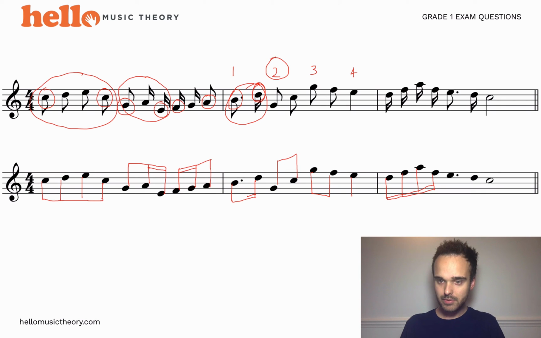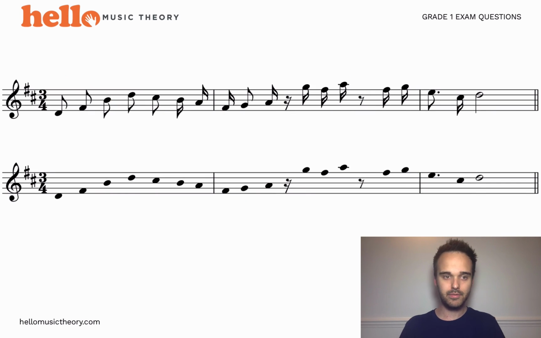Almost there. We've got 3 more notes to go. We've got a dotted quaver and a semiquaver. Angle it down as well because the music's descending, and then finish off with the minim. And we're done. Let's have another look at an example in 3/4.